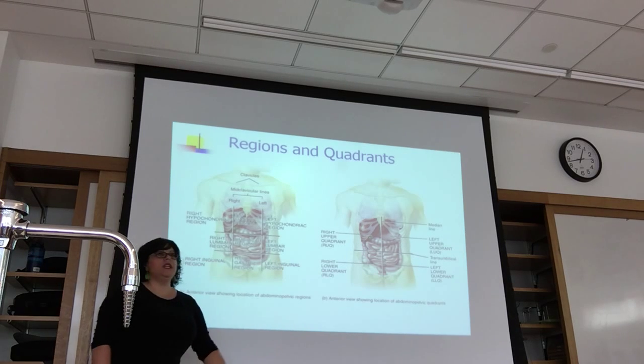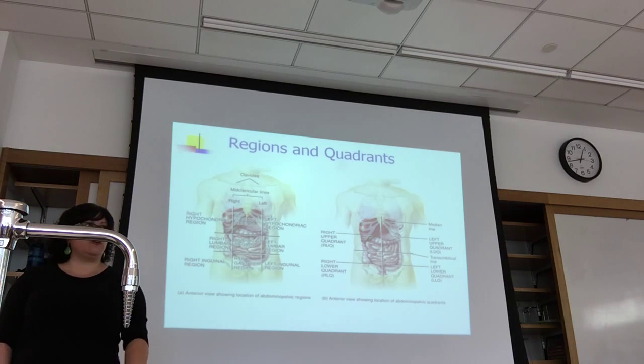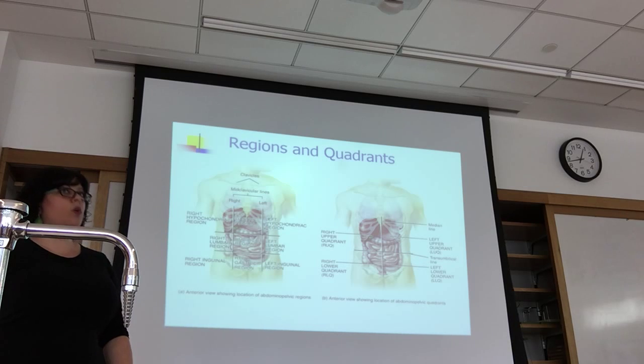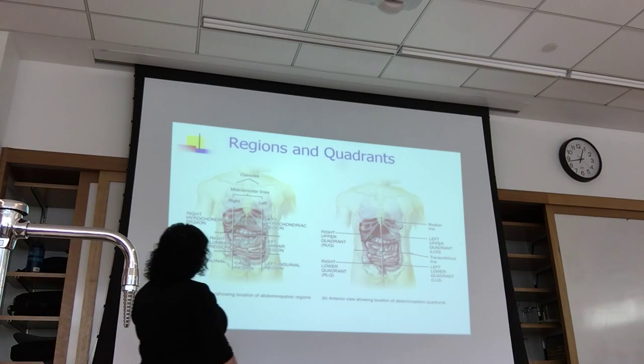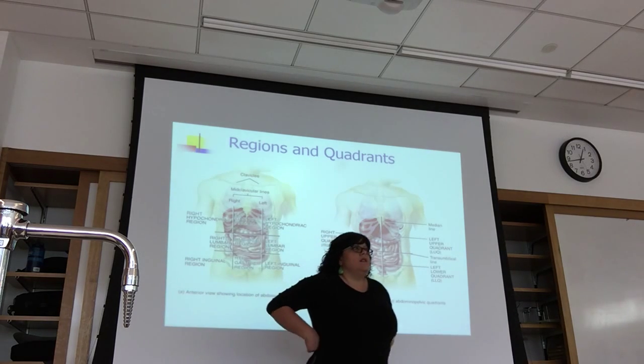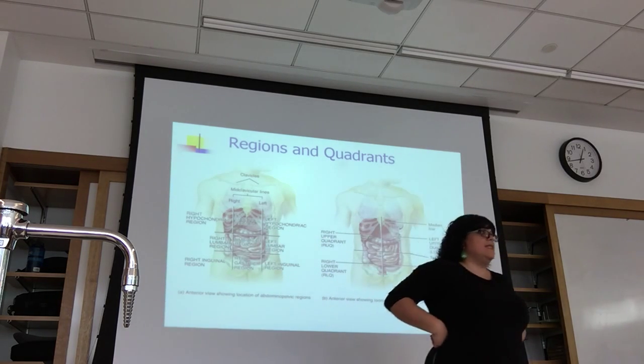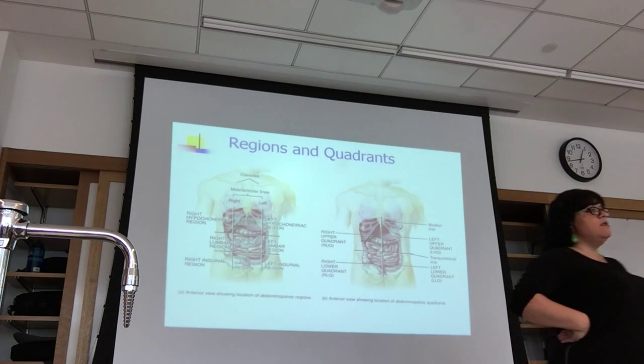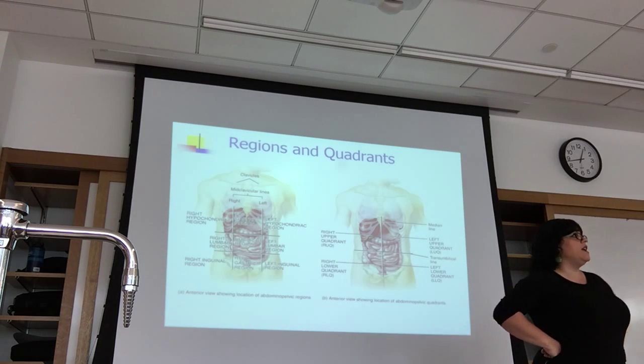What's the umbilical region contain? Majority of what? What kind of intestines? Small. Small intestines. Majority of the small intestines. And the lumbar regions? Kidneys. Yeah, large intestine is there too, but kidneys are a good answer for that one.